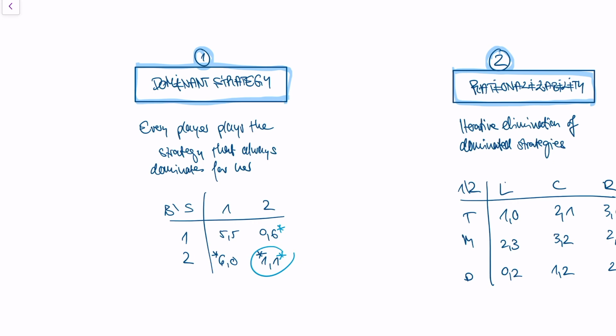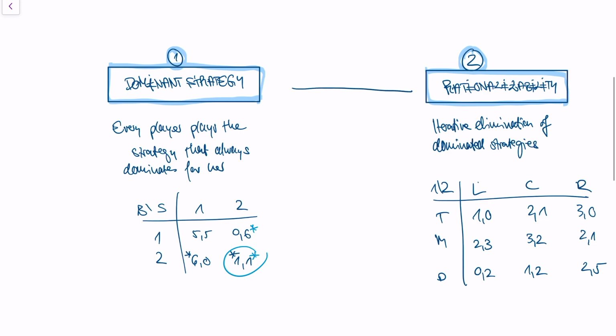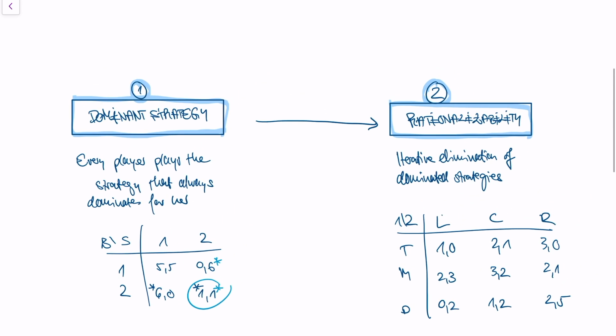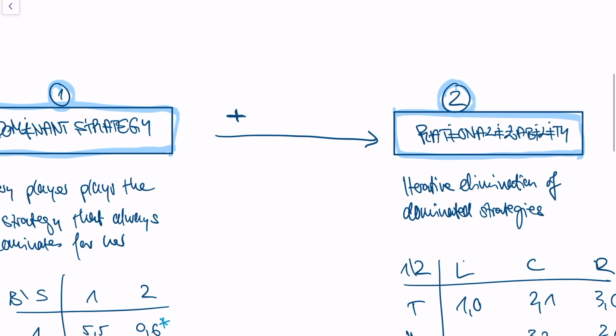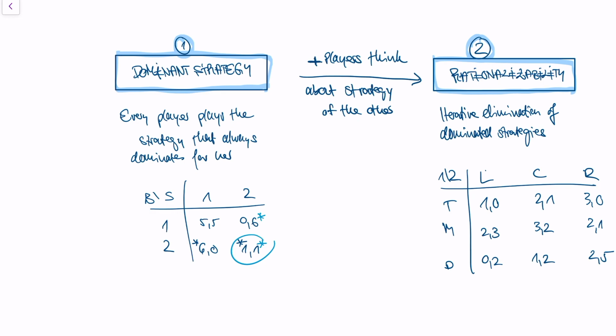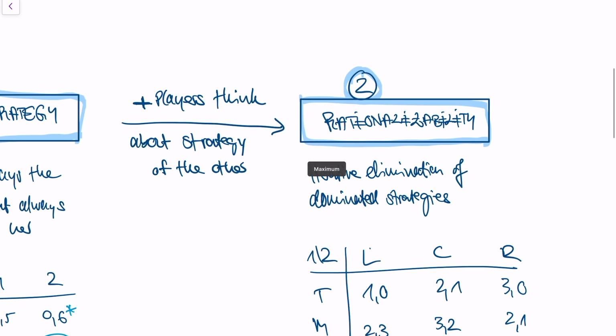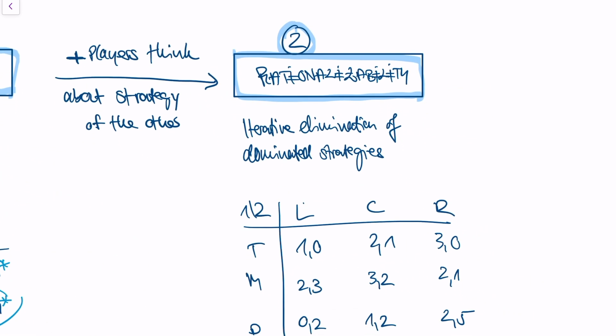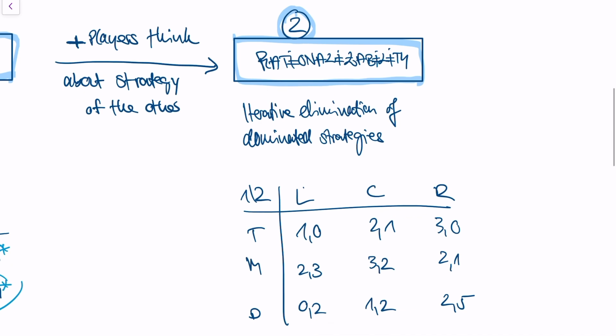However, in most situations, there is not a clear dominant strategy. And that is where we use rationalizability, our second solution concept. But for this, we need another assumption. We need the assumption that players think about the strategy of the other player, which is an assumption, right? We didn't need this with dominant strategies because our players had a dominant strategy no matter what the others do. And now we add this assumption that players actually think about what the others are doing. And what we call a rationalizable strategy is a strategy that survives the elimination of strictly dominated strategies.